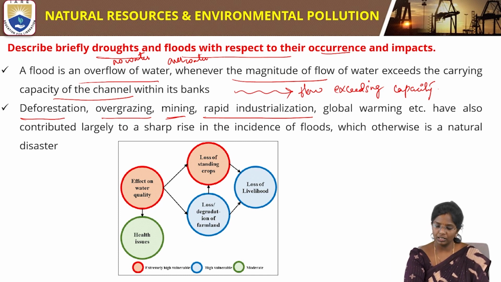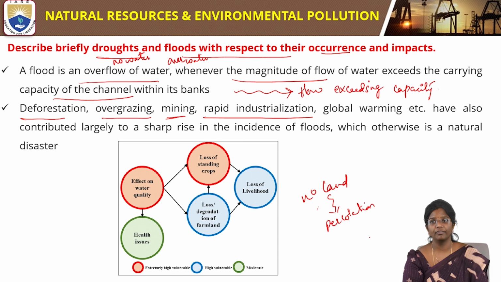Whenever there is no land to percolate, what happens to the water? No land is available for percolation, so it overflows onto the roads. That is causing nothing but floods. That is how industrial areas or urban areas have more flooding even for a small amount of rainfall.